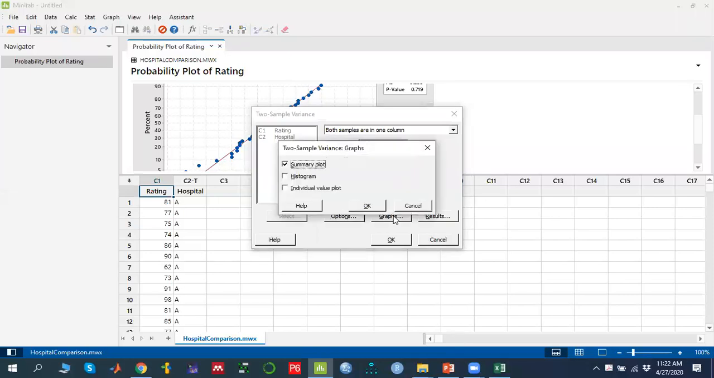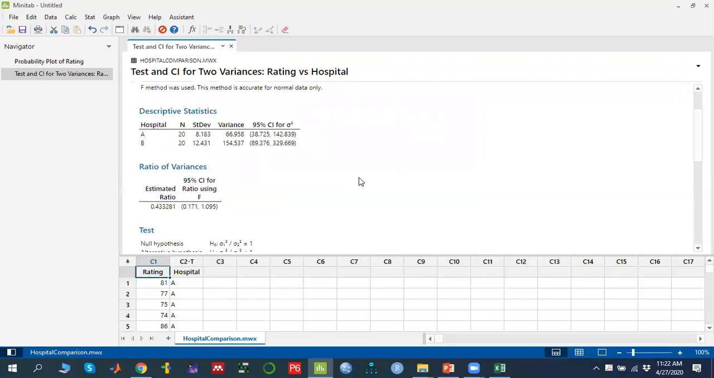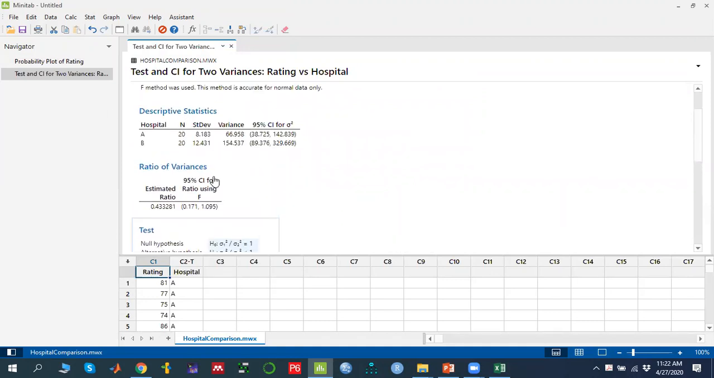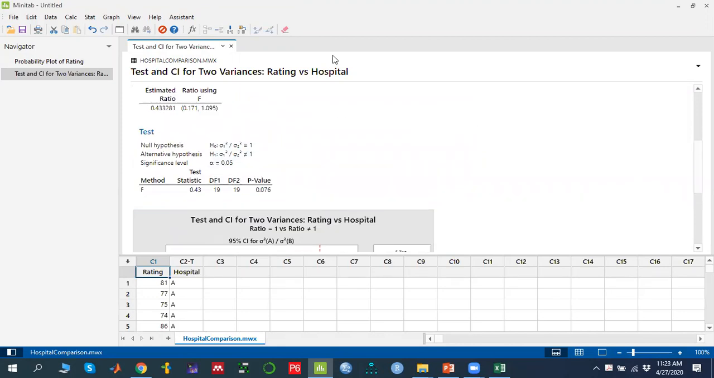Or if I want to plot some graph, I'm using the default summary, and then simply press OK. Okay, now if you can see, the test is the ratio of the variances. They apply the ratio of the standard deviation as well as the ratio of variance. But for the ratio of variances, we have seen the null and alternative hypothesis, and the p-value is 0.076, because we use 95% confidence, that means alpha is equal to 5%.